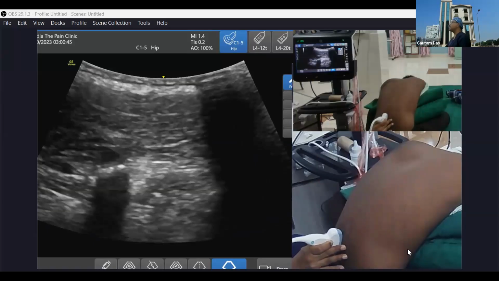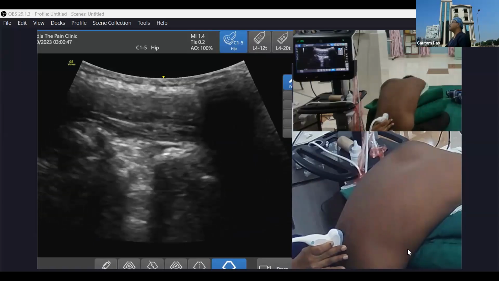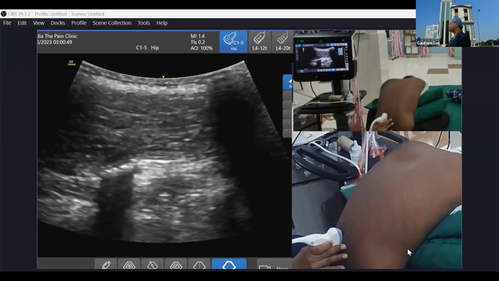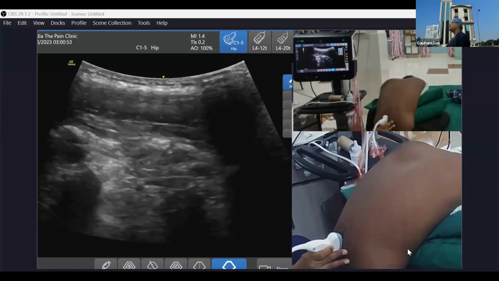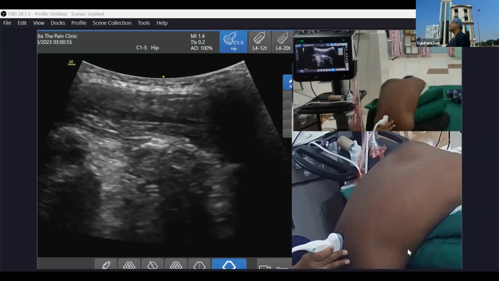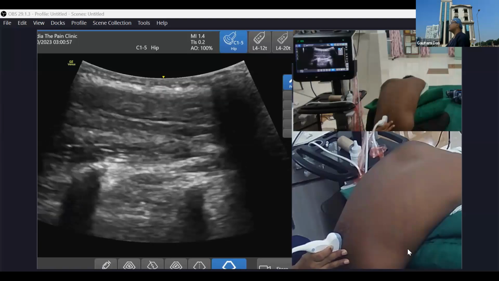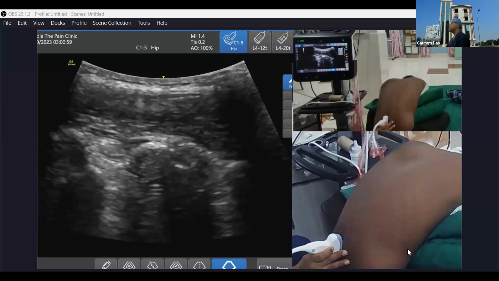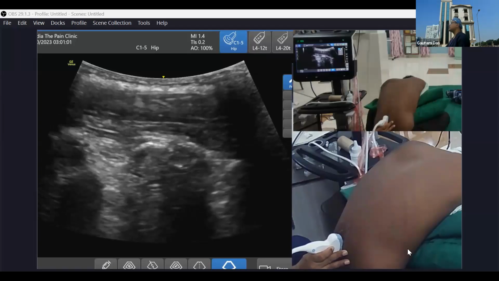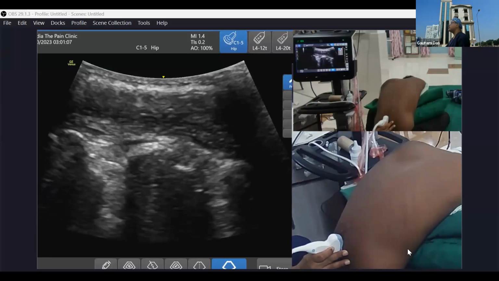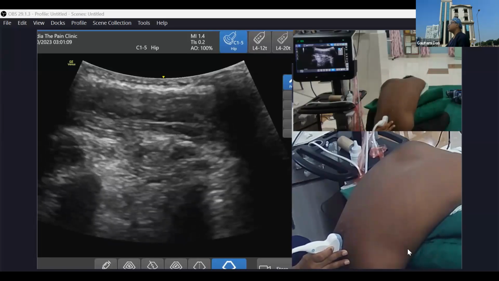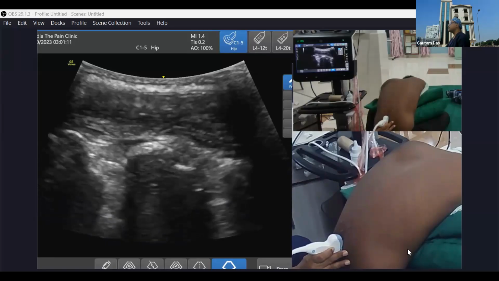If I'm going more medially, suddenly you see here is a transverse process. Suddenly some bone is appearing. So what is that bone? Here it is the transverse process. Here is some more bone, this is your mammillary process. Transverse process, mammillary process. And if I'm going a little more medially, this is your articular process view.